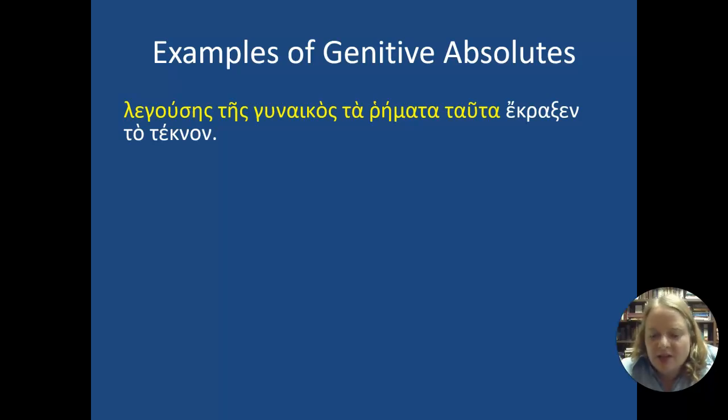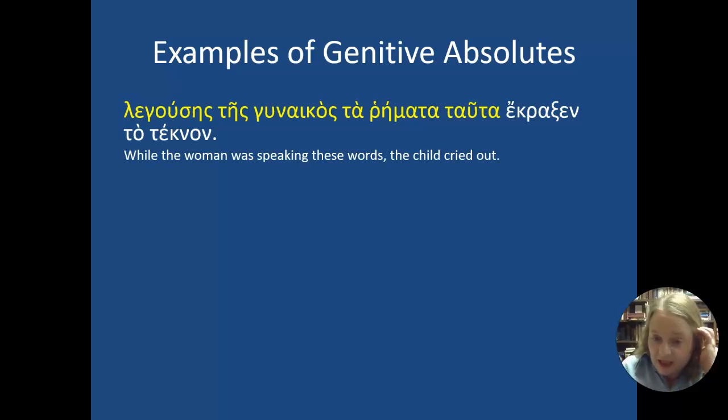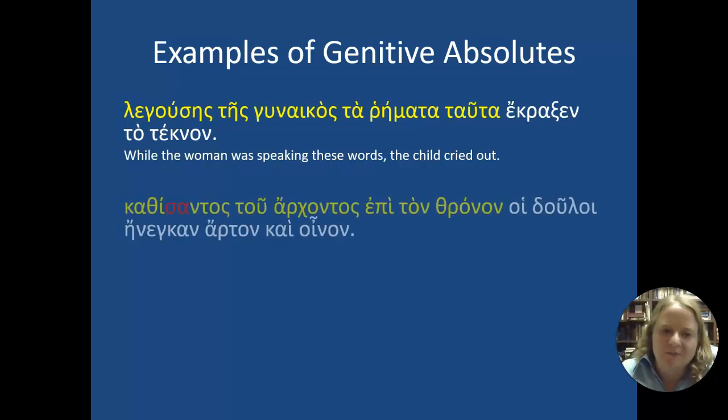And so in this case, you have this phrase at the beginning that actually doesn't have to do with the main part of the sentence. The main part of the sentence is the child cried out. But the beginning part of the sentence is, while the woman was speaking these words. We're going to go ahead and use the while because it's in the present tense, but the whole thing is in the genitive because it's about somebody else, something else, and yet they are happening at the same time. And so in Greek, they put these things together so you know that they're happening at the same time. The woman is speaking these words, the child cried out.